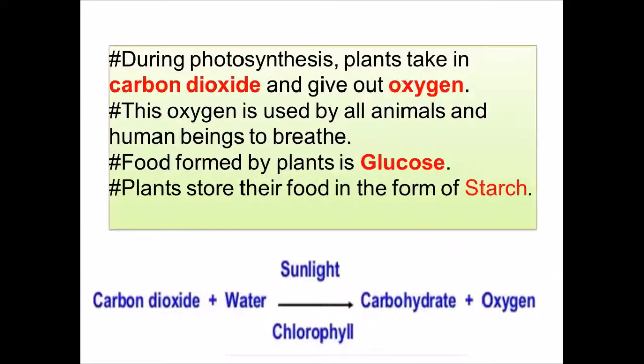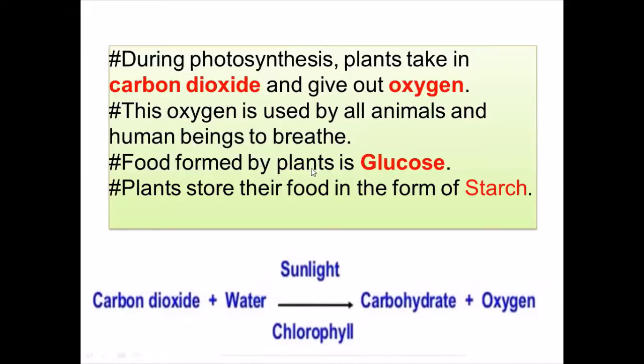We have already learned about photosynthesis in our previous lecture. We'll just revise it right now. During photosynthesis, plants take in carbon dioxide and give out oxygen. We take oxygen during breathing and we give out carbon dioxide. This oxygen is used by all animals and human beings to breathe.